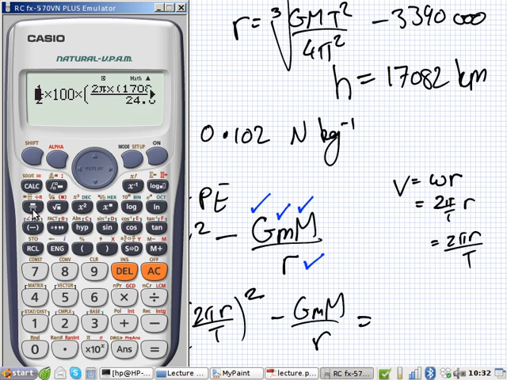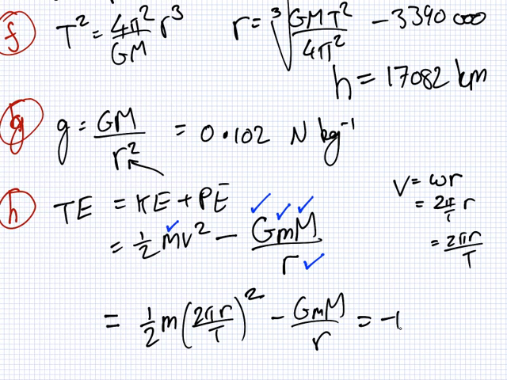Okay. Now it's negative, and the reason it's negative is because it's trapped. It requires energy to be free, so we're expecting it to be negative. In megajoules, it's minus 105 megajoules.